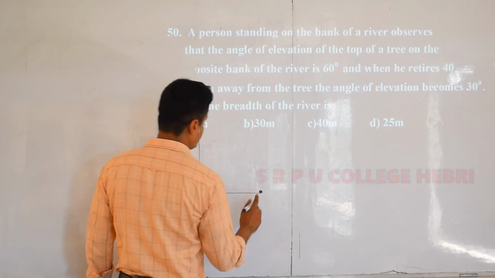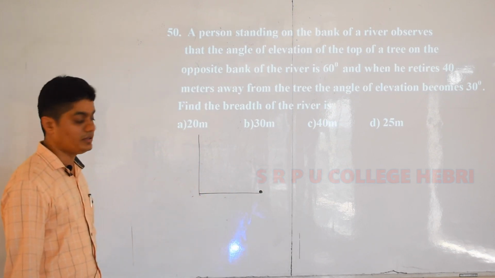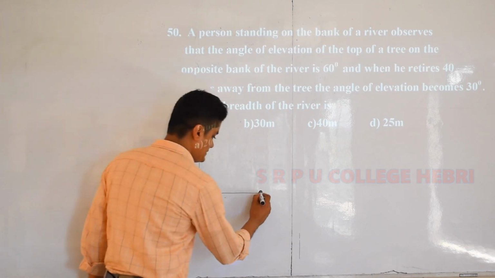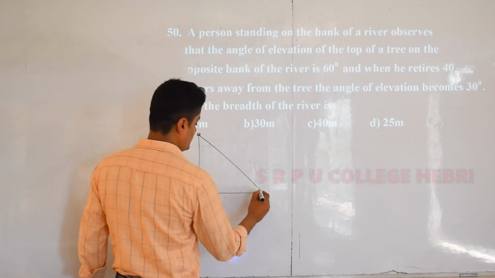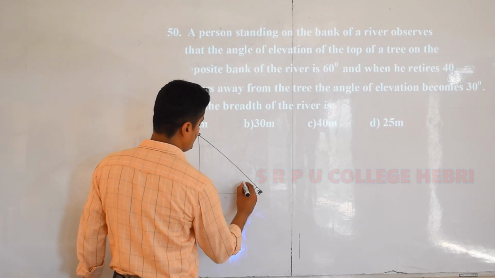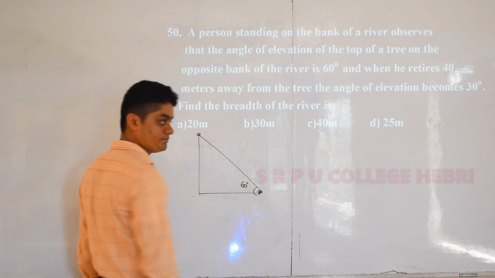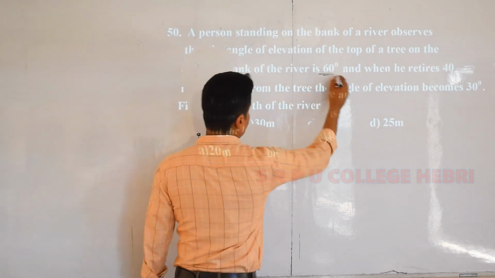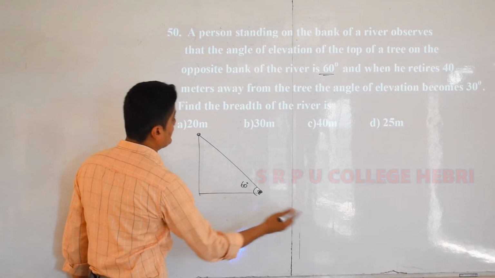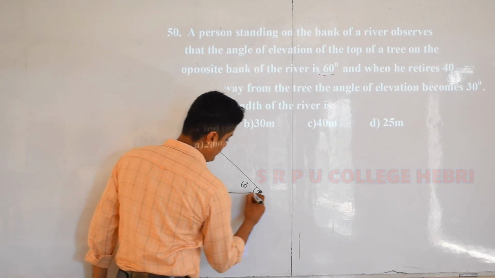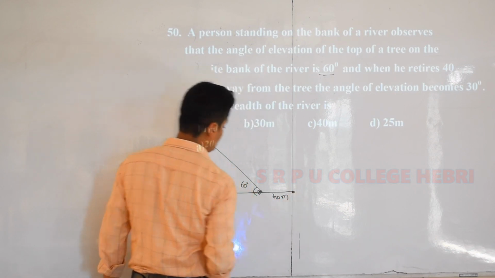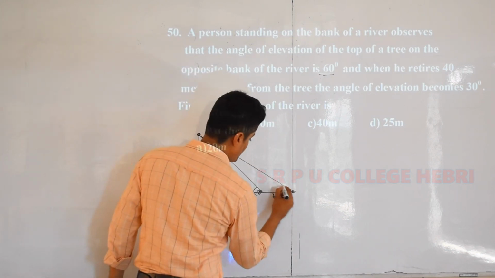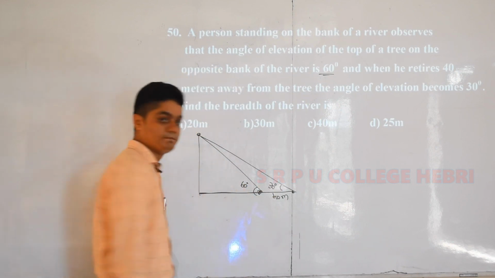So this point will be considered the other side of the bank of the river. The person is standing here, he watches an object at the top of the tree, so he gets the angle of elevation of 60 degrees. First, it is 60 degrees. He retires 40 meters away from the tree. Let it be 40 meters. This is another position. He watches the same object again, then the angle will be 30 degrees.